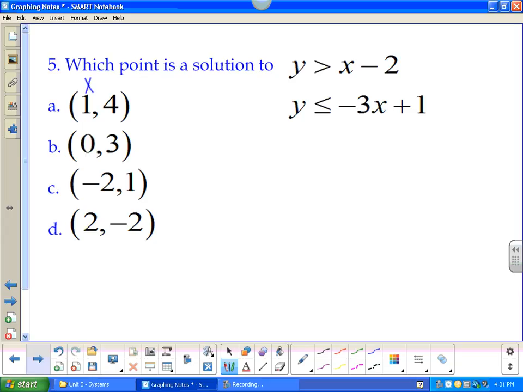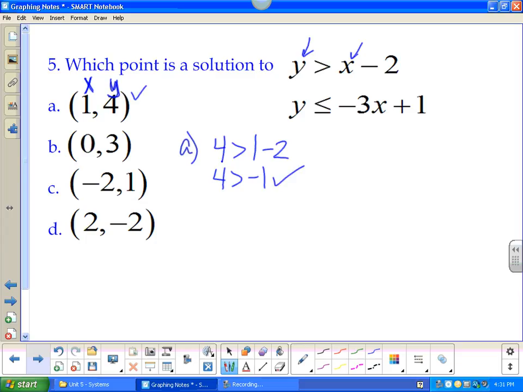So remember that the first number is an x and the second is a y. So if I were to test A, I have to plug it into both inequalities. I'm going to try the first one. So y, which is 4, is greater than x, which is 1, minus 2. All I'm doing is taking my x and my y, my 1 and my 4, and plugging them in. Then 1 minus 2 is a negative 1. And then you have to ask yourself, is 4 greater than a negative 1? And yes, that's true. So he gets 1 check mark.